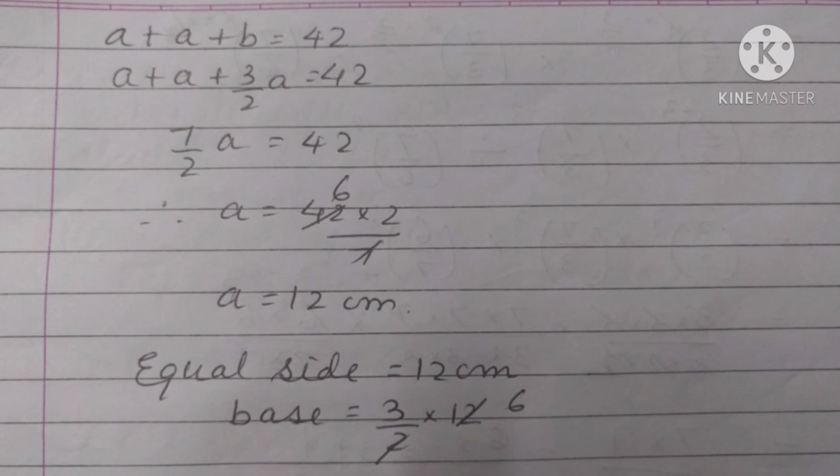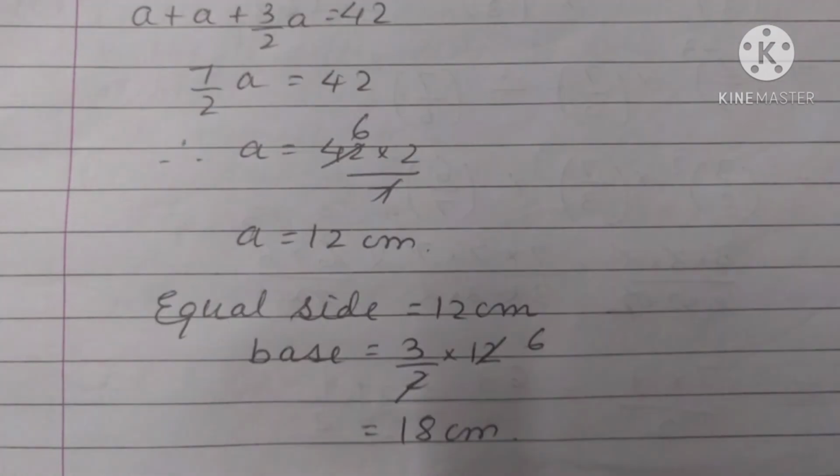So the answer of a is equal to 12 centimeter by calculation. So equal sides are 12 centimeter. So we can find the base also as 3 by 2 multiply 12, so that we get 3 multiply 6, which is 18 centimeter as our base. So students, you can see here equal sides a is equal to 12 centimeter and base is 18 centimeter.